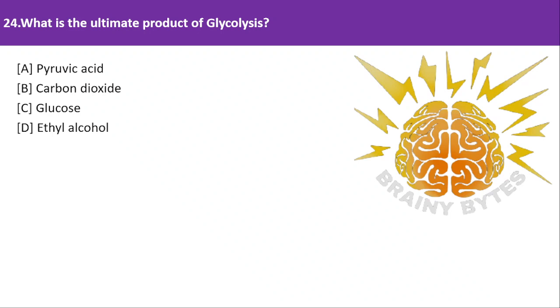Question 24. What is the ultimate product of glycolysis? Your options are: A. Pyruvic acid, B. Carbon dioxide, C. Glucose, D. Ethyl alcohol. Correct option is A, pyruvic acid.